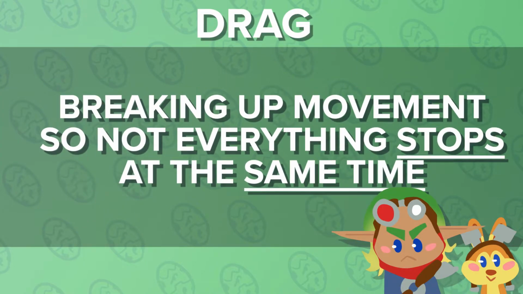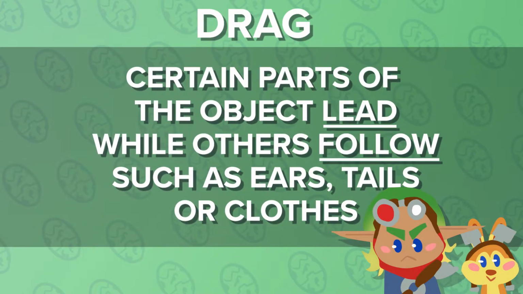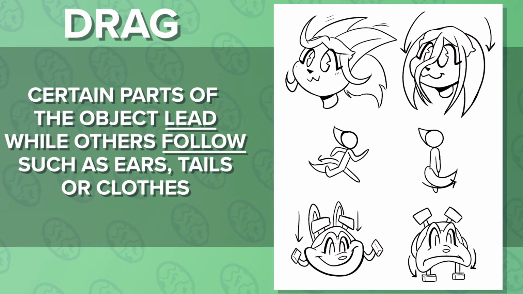Follow through and overlapping action, also known as drag, is breaking up movement so not everything is happening at the same time. Instead, certain parts will lead the motion while others will follow. It essentially makes a character in motion or without motion less stiff and more alive. Think for example, characters' loose ears, tail, or jaw. This is mostly done by an object's appendages dragging behind the rest of the object, continuing their movement after the body stops.